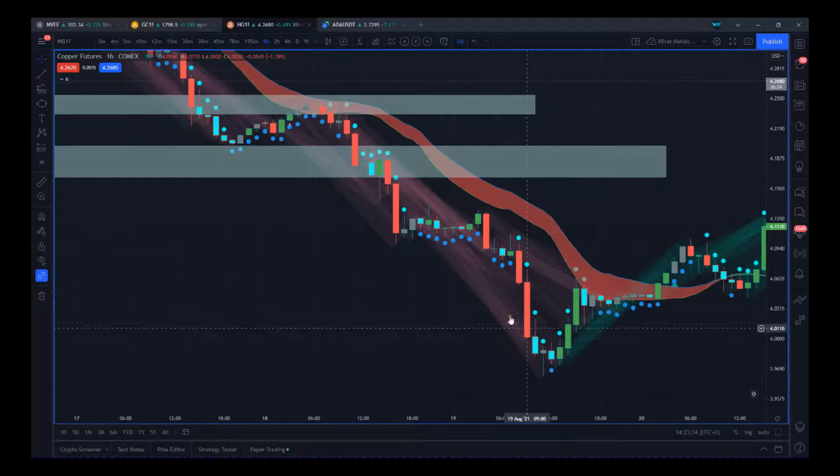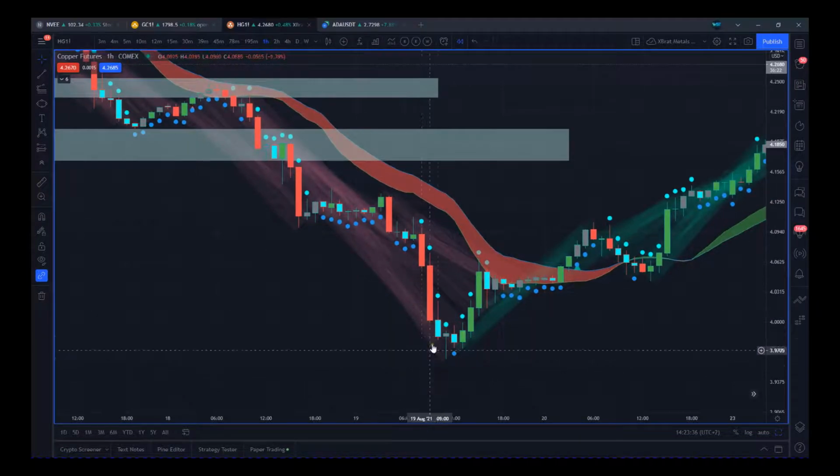There's more sellers. Now we get a low. Now all of a sudden we get an accumulation candle. There's more buyers than the previous candle, and it got higher than average volume. Then we get another accumulation candle, more buyers coming in than the previous candle, higher than average volume.